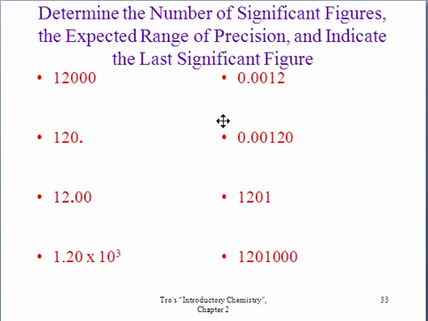Okay, let's look at this next exercise here. Determine the number of significant figures, the expected range of precision, and indicate the last significant figure. So let's just do this example first, so you know what to do. Okay, so first let's identify the last significant figure. There are trailing zeros here, zeros at the end of the number, and there's no decimal point expressly written. Therefore, this is our last sig fig.